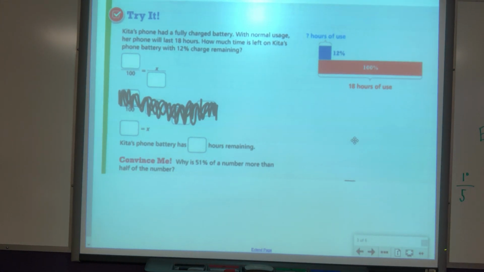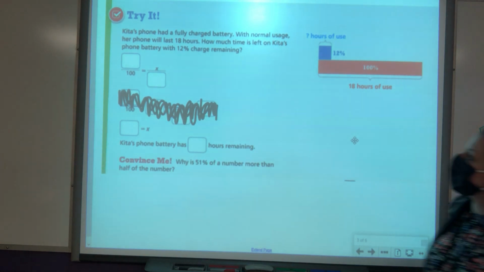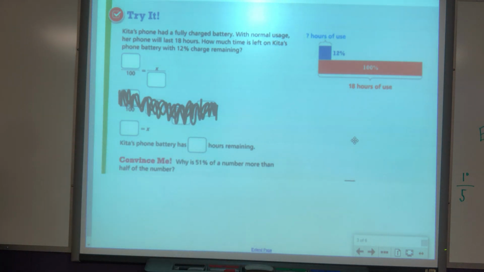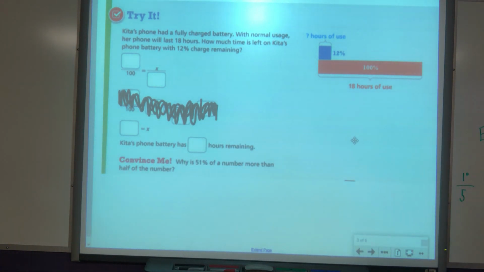Kidda's phone has a fully charged battery. With normal usage, her phone will last 18 hours. How much time is left on Kidda's phone battery with 12% charge remaining? So she had a fully charged battery, and when she has her phone, it lasts 18 hours. My gosh. Anyone else's battery lasts 18 hours? How much time is left on Kidda's phone battery with 12% remaining?